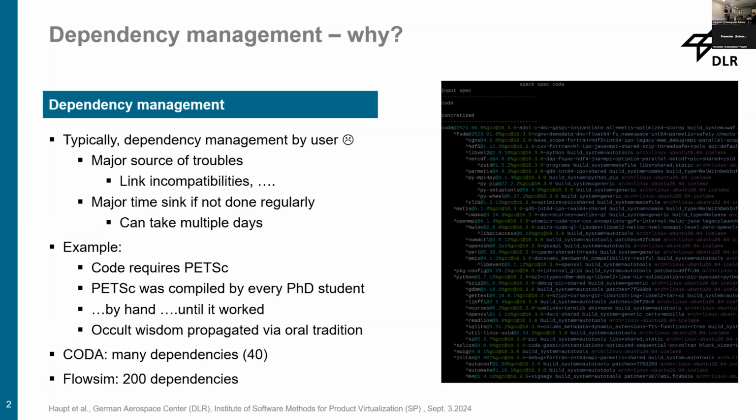This is maybe feasible for a tool like Patsy, but now I have the coder, our fluid solver, which has 440 dependencies, or the whole FlowSim stack with 200 dependencies. Now trying each of the dependencies to get it compiled is not feasible at all.